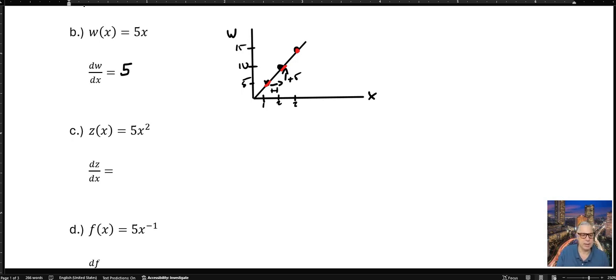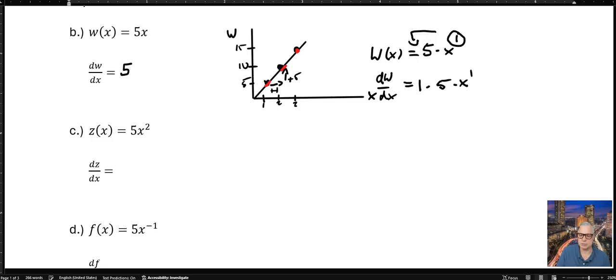Well, formally, you can write the function w of x equals 5 times x, and technically there is an invisible 1 up there. And then you still remember what is the rule. So if you take the derivative dw with respect to dx, step 1, you take the exponent of the x, that goes in front. So now we have 1 times 5 times x raised to the 1.